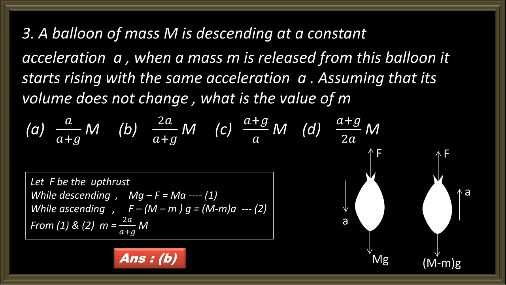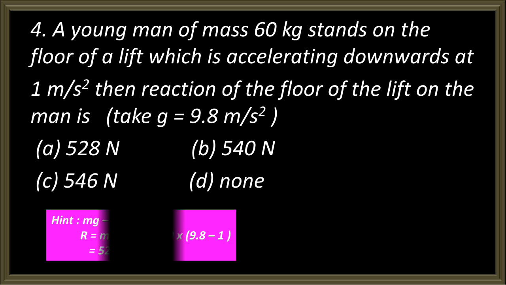The equation of motion while the balloon is descending, we can write Mg minus F equal to Ma, and while ascending, F minus (M minus m) into g equal to (M minus m) into a. M minus m is left over mass. Okay. So after solving equation 1 and 2, we get m equal to 2a by (a plus g) into M. So here your correct answer is option B.